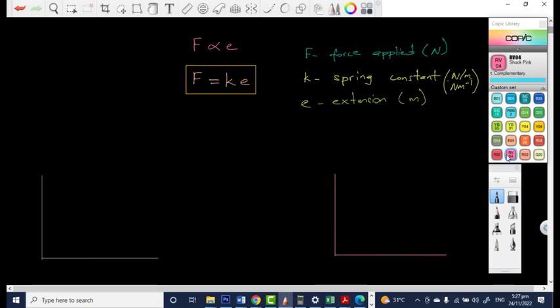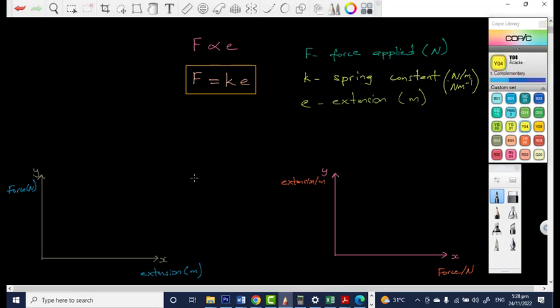So we're going to consider two graphs. Let's say this is our x-axis, this is our y-axis, and we have force measured in newtons here, and for this one we have extension, measured in meters. For this other graph, this is our x-axis, this is our y-axis. On the x-axis we're going to have extension, measured in meters, and then we're going to have force in newtons. So we're going to consider these two graphs.